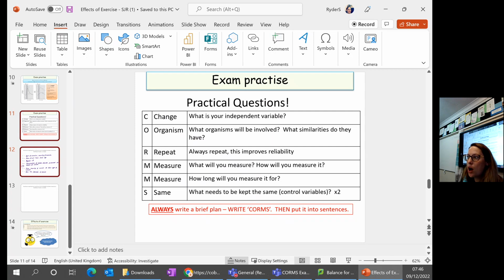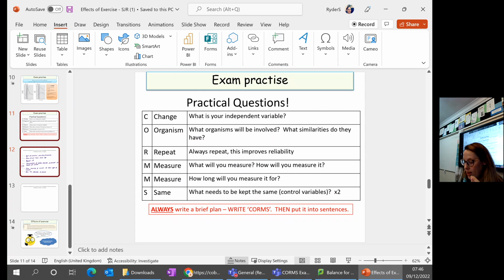Now, you can't prepare for a CORMS question before your test because you never know what the question is going to be on. It's not normally going to be on a practical that you would have done. So you can't say, oh, it's going to be on the practical that we did on investigating respiration with the respirometer. It might not be that. It can be any kind of context because what they are actually assessing here is that you understand what is being assessed in a practical and your practical skills.